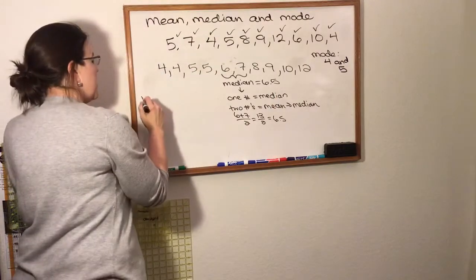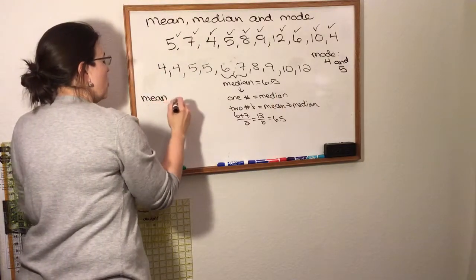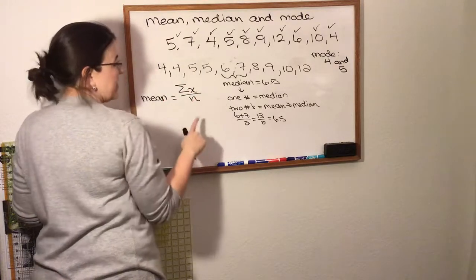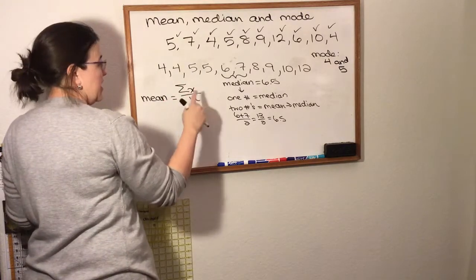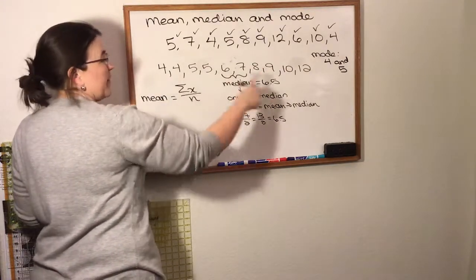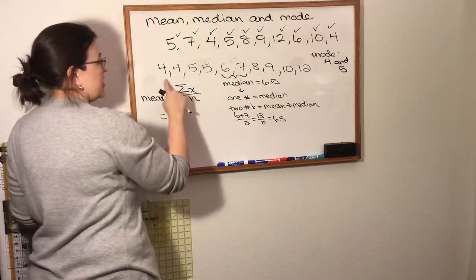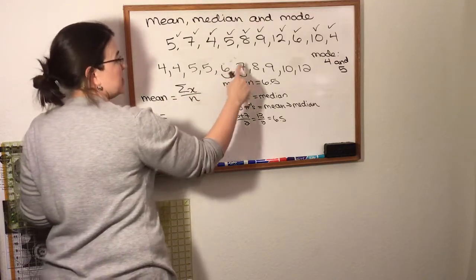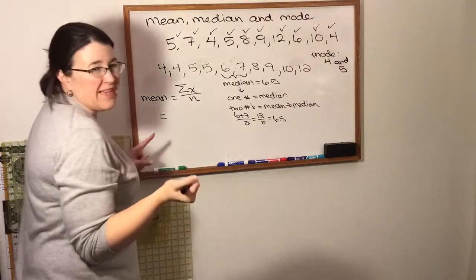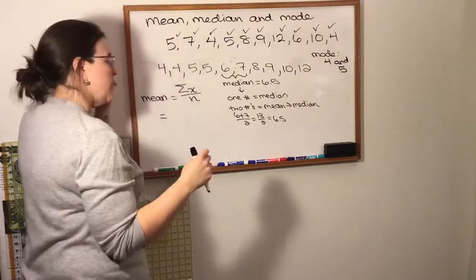Okay, now for the mean, what you do is you sum up your values, and then you divide by your sample size. So you take each x value, these are the x's because that's your sample, and then you divide by how many of them you have. So you would take 4 plus 4 plus 5 plus 5 plus 6 plus 7 plus 8 plus 9 plus 10 plus 12. I'm going to go by tens. That's a shortcut you can use with adding.